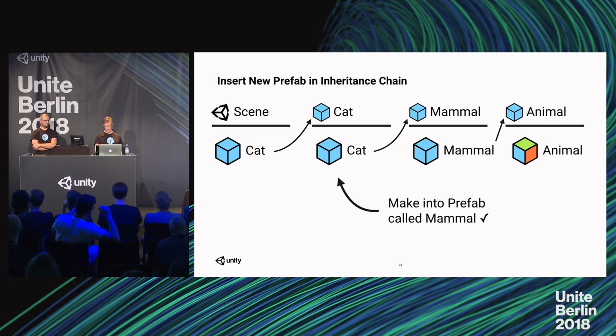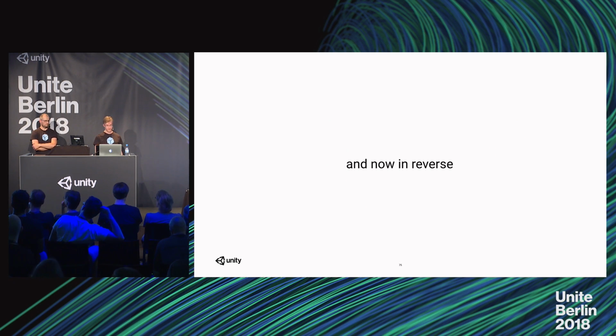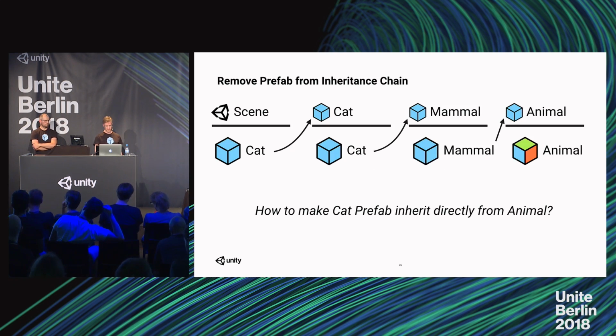I have one last example, which is the reverse of what we just did. We have cat that inherits from mammal. Mammal inherits from animal, but we want cat to inherit directly from animal without using mammal anymore. Now, before I go ahead and talk about this, I want to hear, do anyone have any idea how you would accomplish this? Any takers? Yeah?